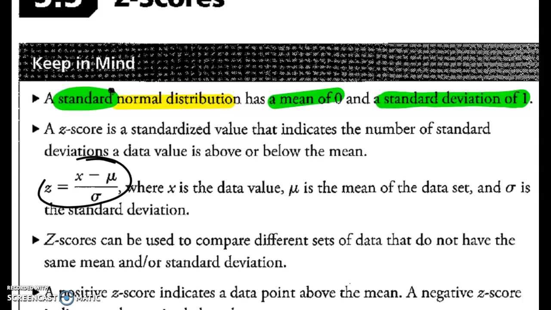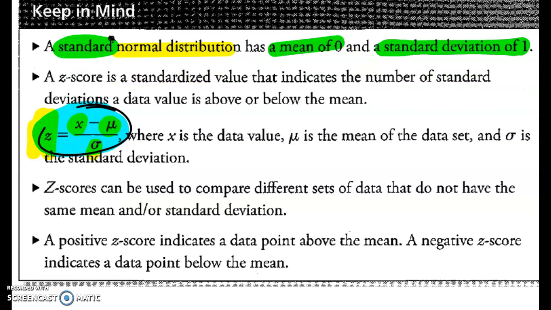A z-score is a standardized value that indicates the number of standard deviations. We already talked about that. Here's how we calculate it. So your z-score, represented by z there, is equal to your data value, subtract the mean, so you're finding now the difference between what you got and the average, and then you divide by the standard deviation of the data, and that gives you your z-score, which is what we've talked about.